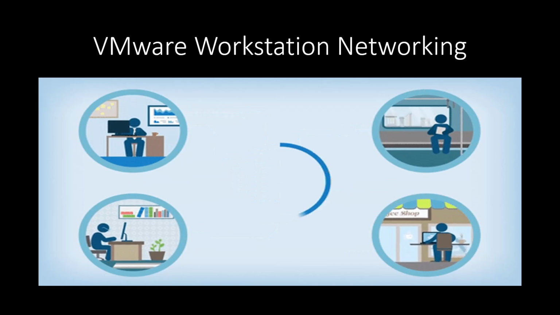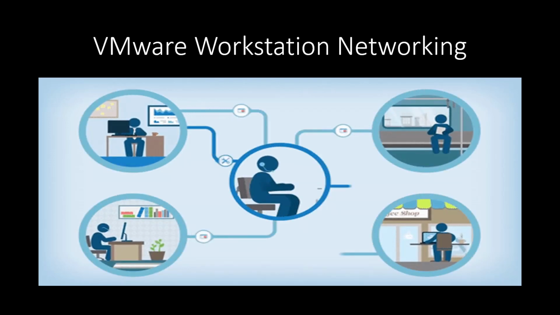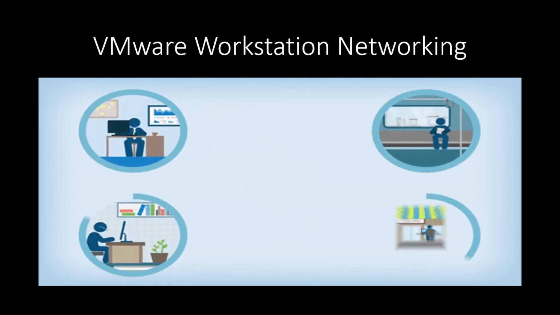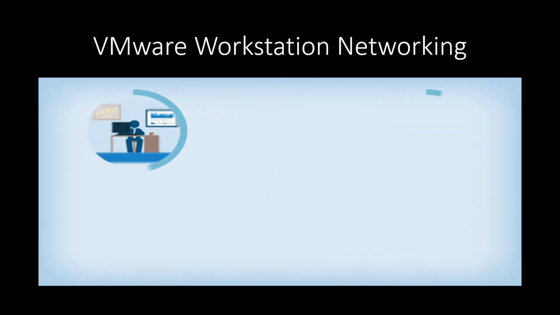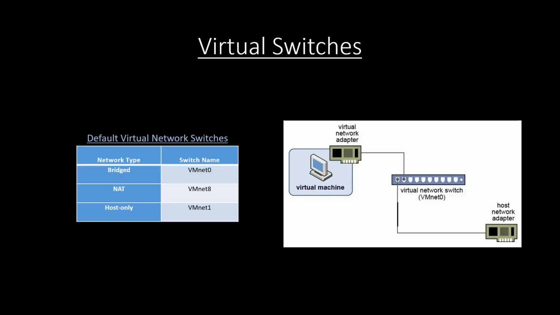So let's start now. The virtual networking components in Workstation Pro include virtual switches, virtual network adapters, the virtual DHCP server, and the NAT device. Let's start with virtual switches. Like a physical switch, a virtual switch connects networking components together.